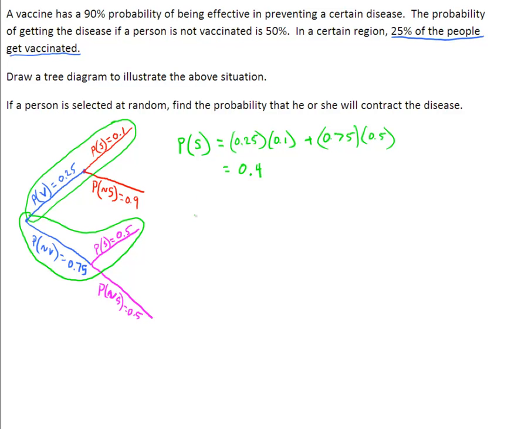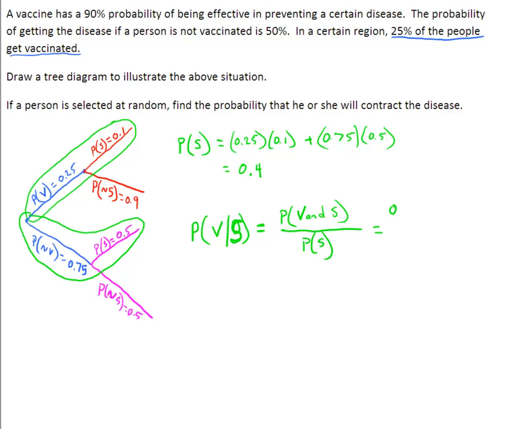We're going to add another question here. What is the probability of having been vaccinated given that you did get sick? Now we look at a person, we know they're sick. Is it likely that they had the vaccine? Well, that's going to be the probability of vaccinated and sick divided by the probability of sick.